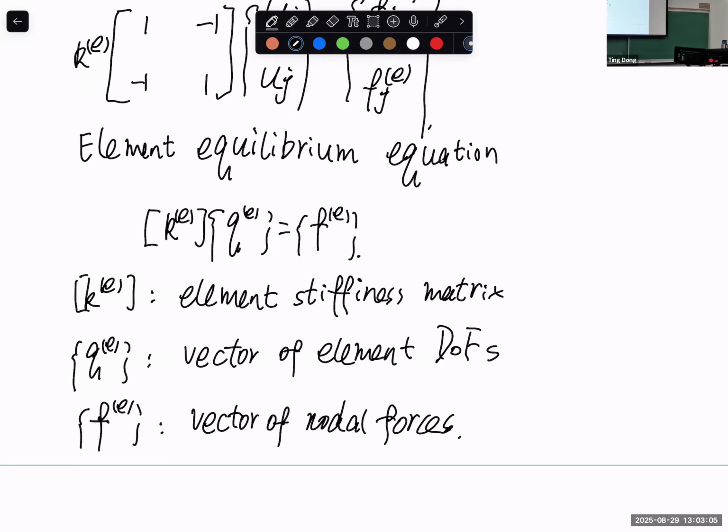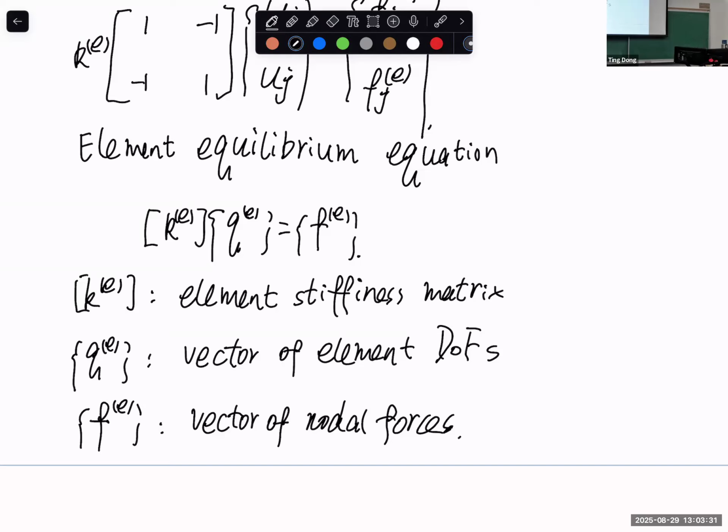You have to use squiggly lines for the matrix and a vector. Whenever we write a matrix, we use brackets, and for a vector, degree of freedom is always a vector, force is always a vector, and K is always a matrix. Any other question?